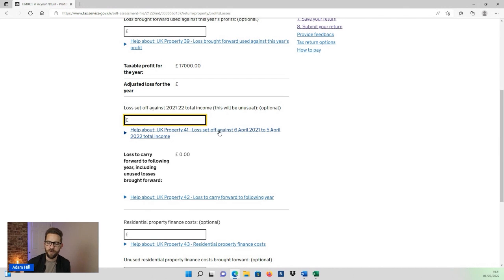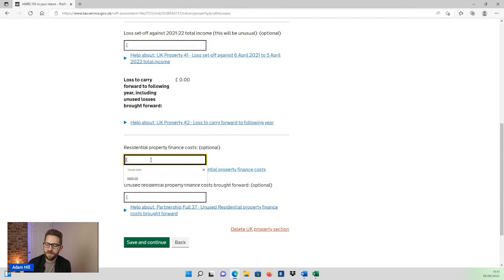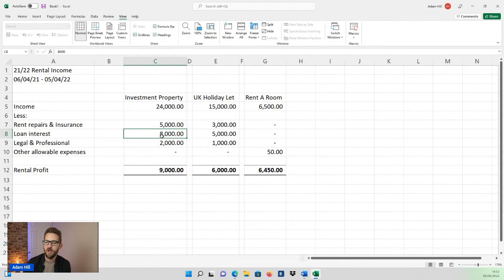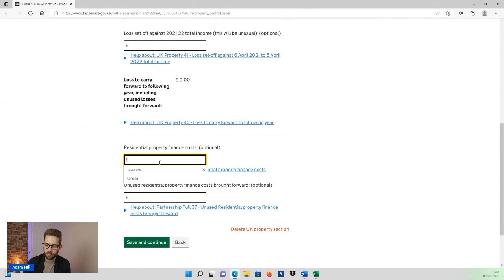And again, you'd have to go and read the guidance to see if you might qualify for that. And then at the bottom, we have a space for our residential property finance costs. So this is the figure that I couldn't enter before, the loan interest. So for investment properties, you'll want to enter this. It doesn't get calculated in the same way as it does for furnished holiday lets, but you do still get a tax deduction at the basic rate of tax to reduce down your tax bill. So it's worth entering any mortgage interest here.